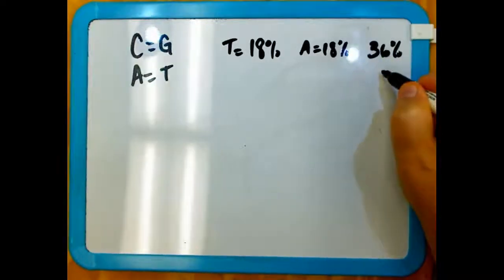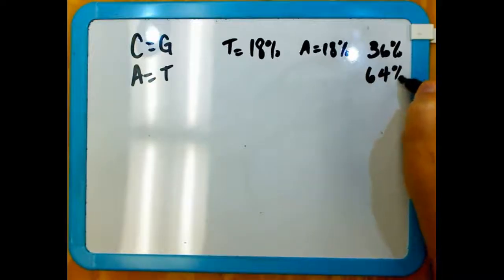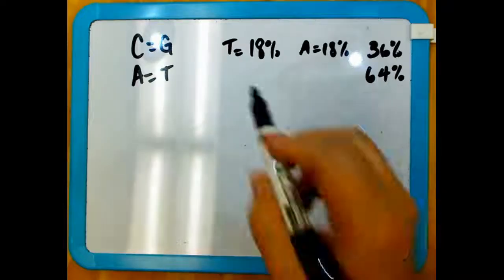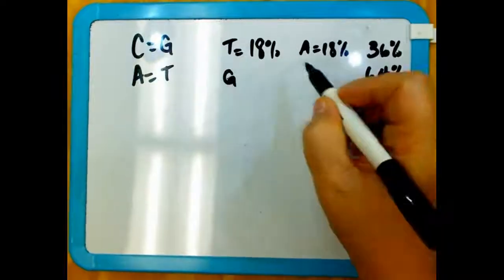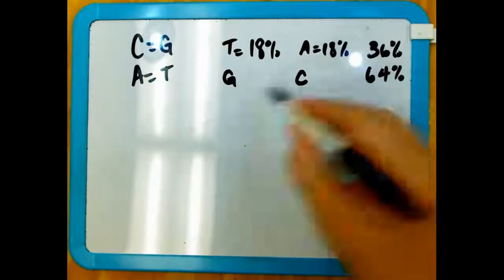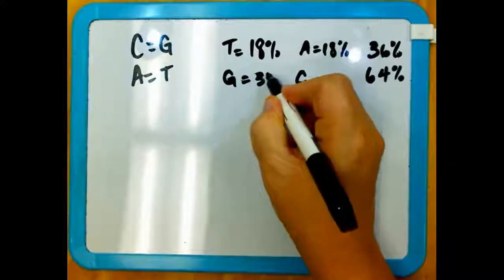Okay, so you will have 64% of the molecule will be G and C. Okay, and now since 64% of the molecule is G and C, we have to figure out how much of it is G and how much of it is C. And since they're equal, we just split that between them. So it's 32%.